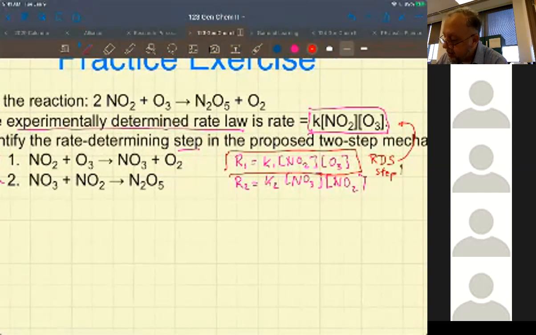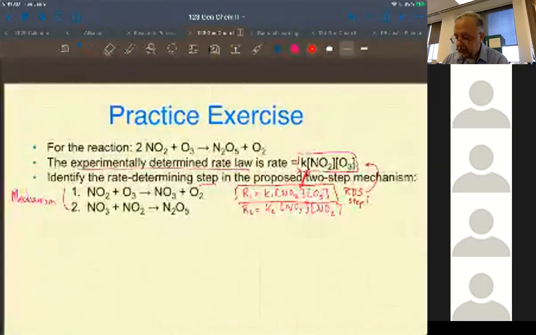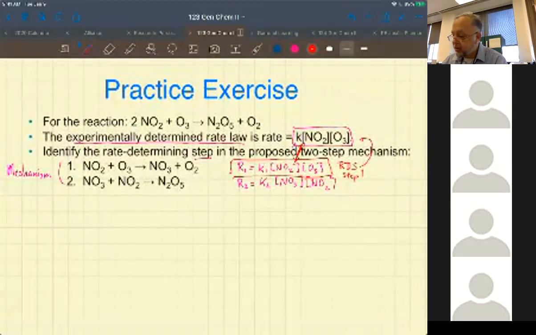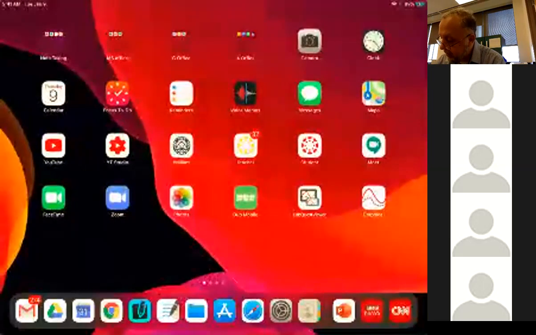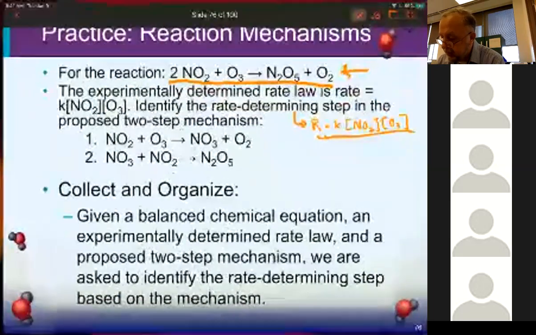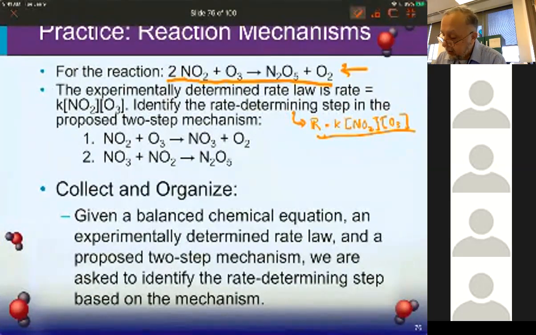And this is consistent with the observed rate law. So these two equations here correspond to each other, and therefore that is the correct answer. Not a very difficult question, really. Okay, so let's get back to the presentation.